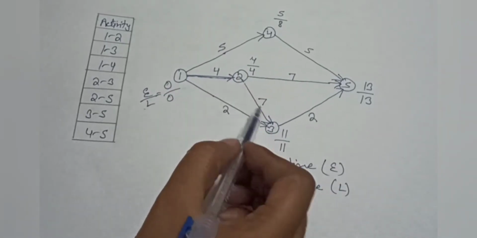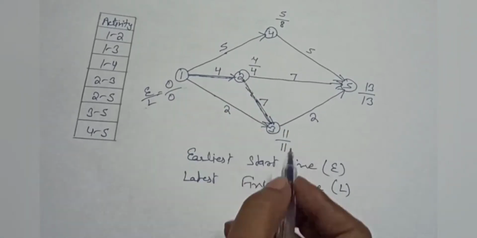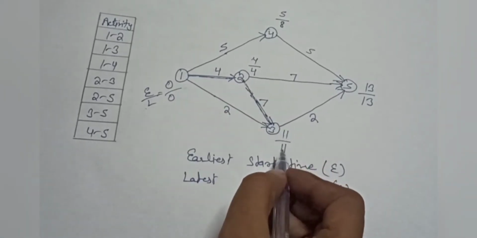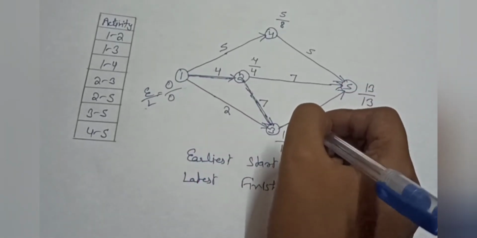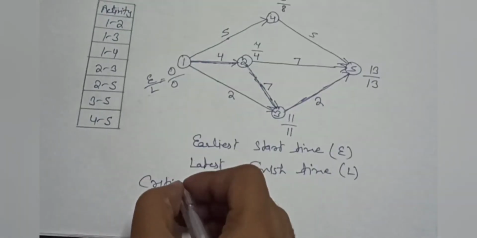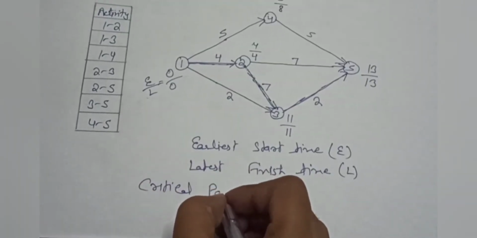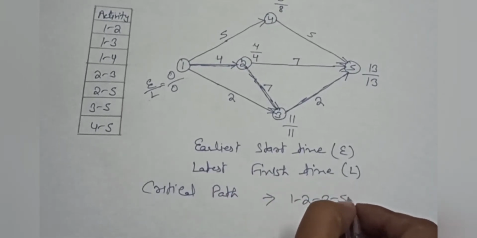After that, you can see here E and L value are same. So this is our critical activity, and in the last, this is our critical activity. So this is our critical path: 1 to 2, 2 to 3 and 3 to 5.